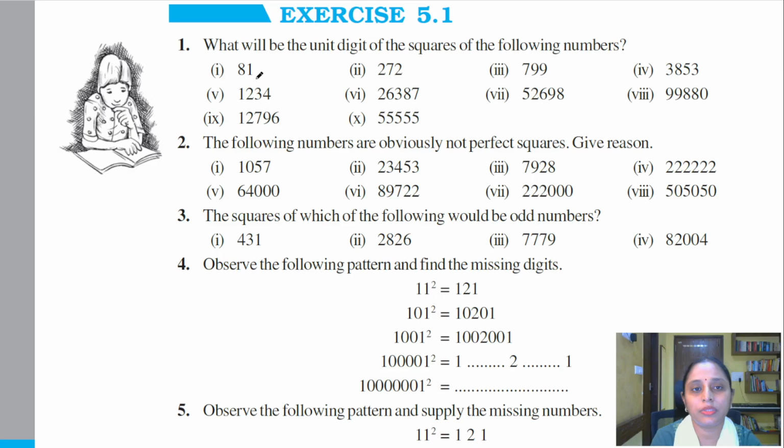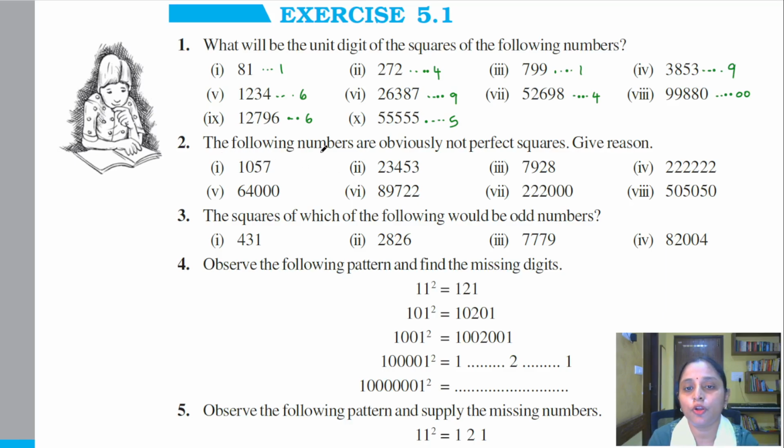Okay, so this we have done already. Here the units digit is going to be 1. Here the units digit is going to be 4. Here the units digit is going to be 1. Here the units digit is going to be 9. Here, 4 square is 16, so 6. 7 square is 49, so 9. 8 square is 64, so 4. And here I'm going to have 0. In fact, I'm going to have 2 zeros. Here 6 square is 36, so 6. 5 square is 25, so 5. This is the units digit of the square.